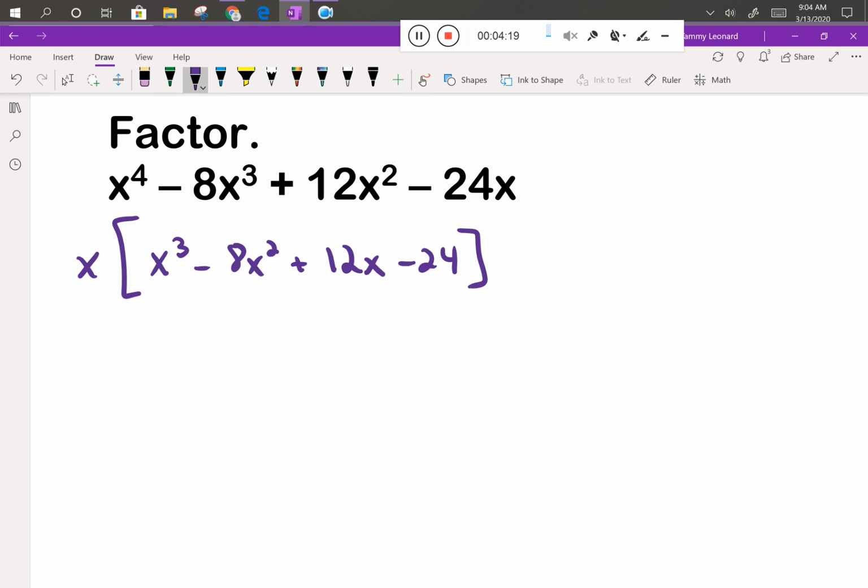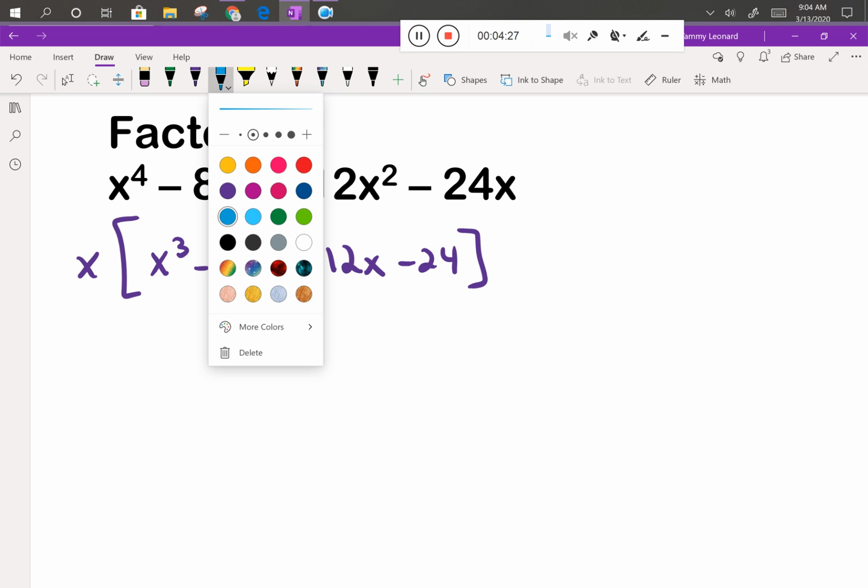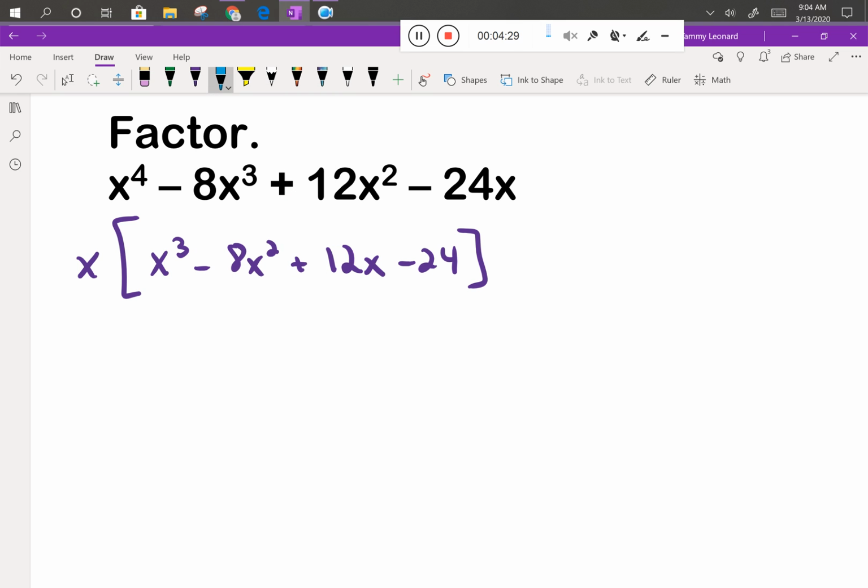And now I sort of ignore the x in the big brackets. They're just along for the ride until the last step. And I focus on the inside of the problem as if that's the whole problem. Everybody good? Yeah? Okay, so what do I do if I was just given x cubed minus 8x squared plus 12x minus 24? What would I do? What's step 1?